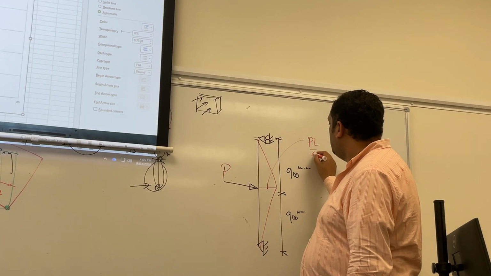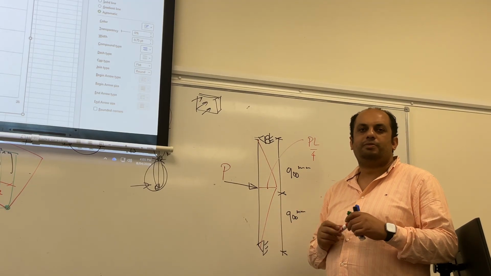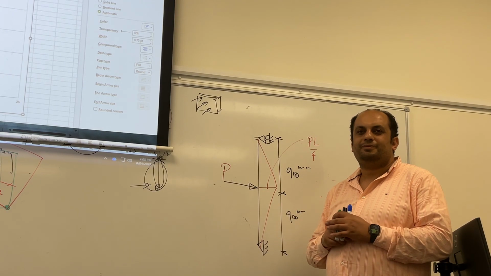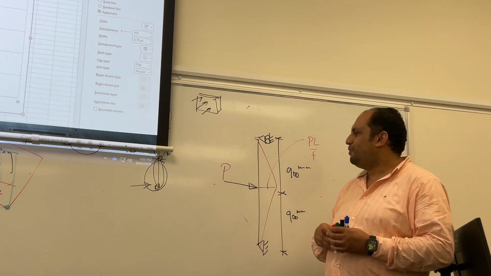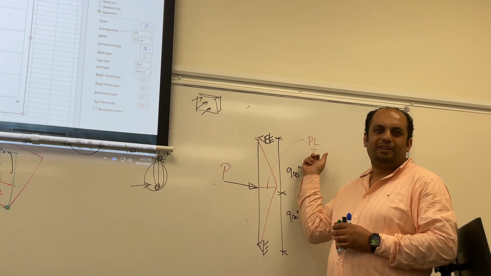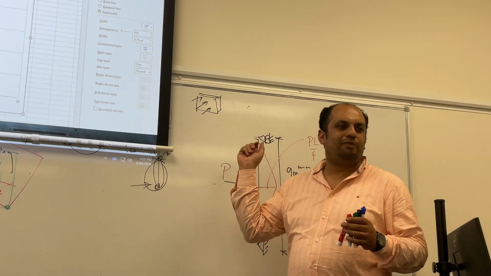VL over 4. Okay? Is that correct? Let's just shoot for the bedding. This is for KG2 structural engineering. BL over 4. So WL square over 8, BL over 4.